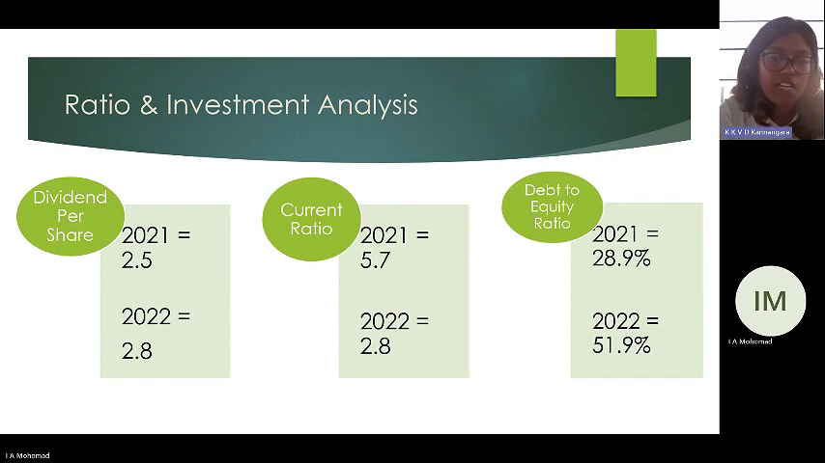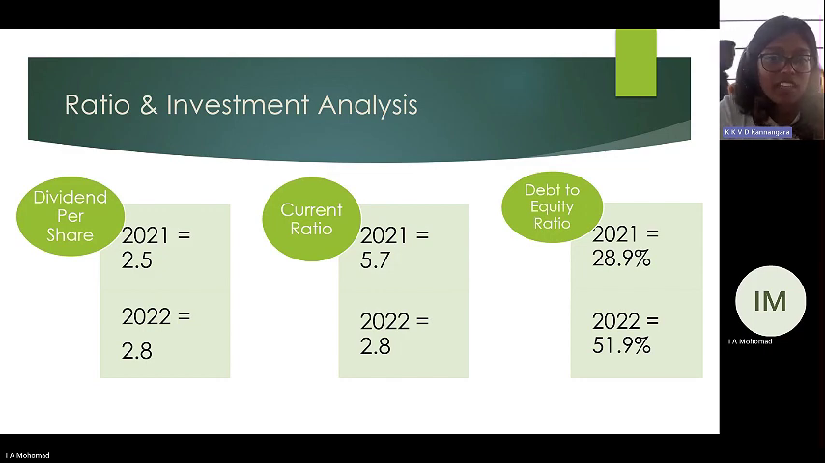Moving on to the current ratio, since it has decreased from 5.7 to 2.8 in 2022, it's safe to say that the company is having difficulty meeting its short-term financial obligations compared to last year. Now, when we look at the debt to equity ratio, we can see that it has increased from 28.9% in 2021 to 51.9% in 2022, which shows that the company is heavily relying on debt to finance its operations and growth, which can impose a potential risk in the long run.